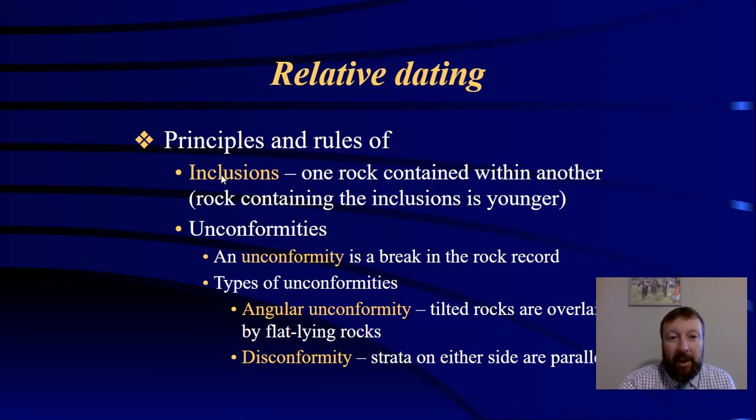The last part is inclusions. The principle of inclusions is just that if one rock is in another, a lot of times it happens with erosion. It erodes part of one rock and then it gets put into a sedimentary rock of another, and the inclusion is younger. It doesn't happen as often as the other three that you use. And in fact, superposition is the one you use to figure out the most things.